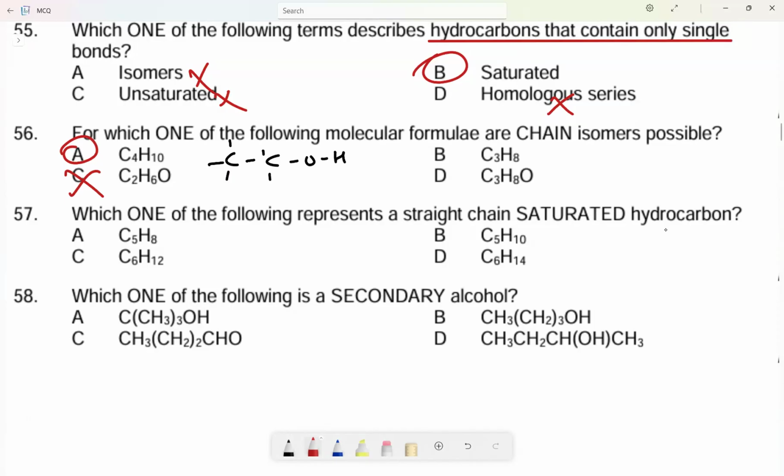Okay? Why? Because if I have 3 carbons like this, which one am I going to make a branch? When I make a branch here, it's going to be like this. Can you see when I remove this, this is not a branch, it's still a longest chain. So just know that chain isomer starts from 4 carbons. So others with 3 carbons are not correct.